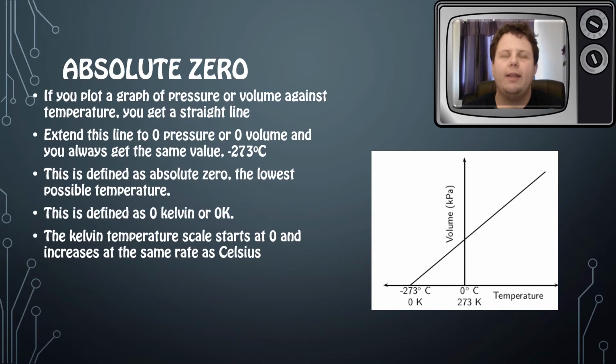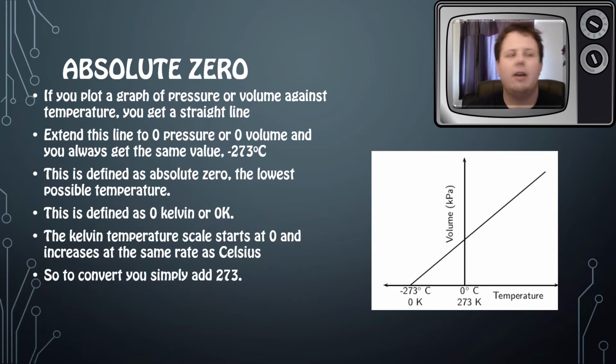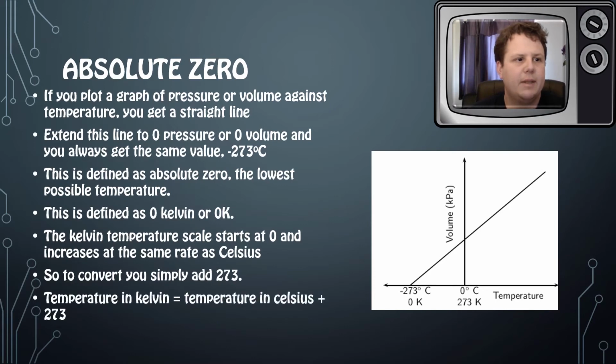However, where the two differ is if you go up in multiples. So if you double your Kelvin temperature, that's not a doubling of the Celsius temperature, and this is something that you need to be careful with. Now, to convert from Celsius to Kelvin, if we're on Celsius and we need to get to Kelvin, we add 273. If we're the other way around, we take away 273. So the temperature in Kelvin equals temperature in Celsius plus 273.